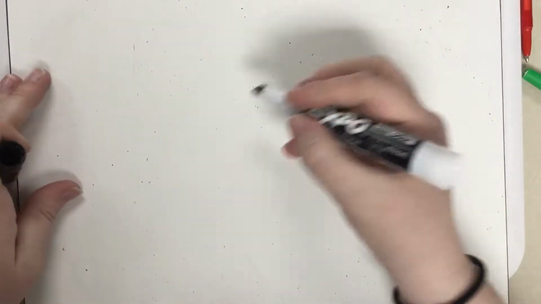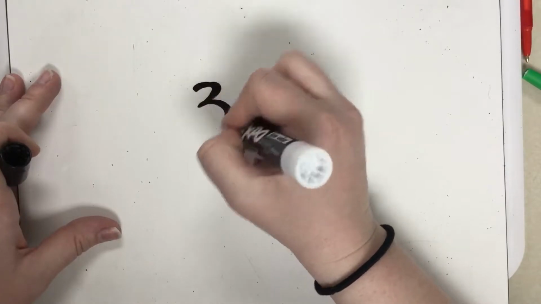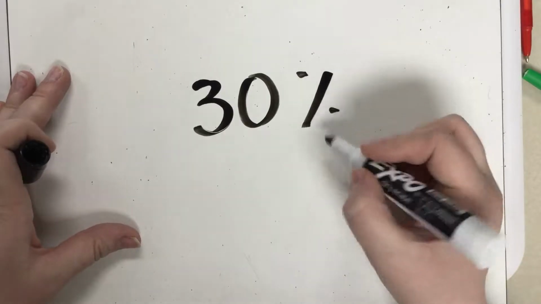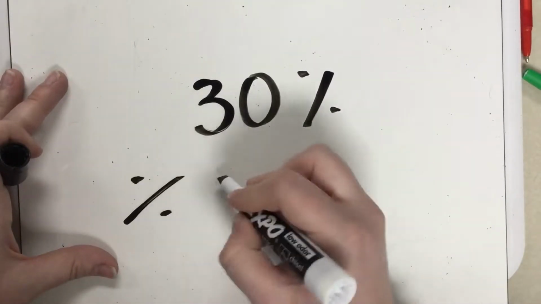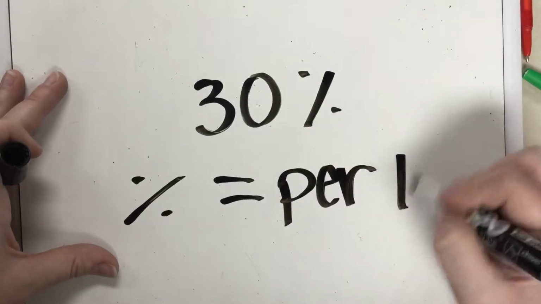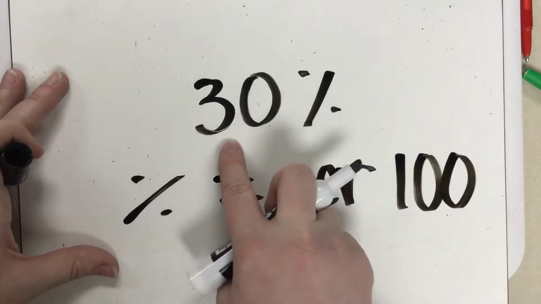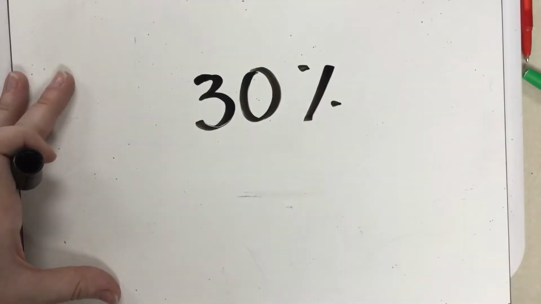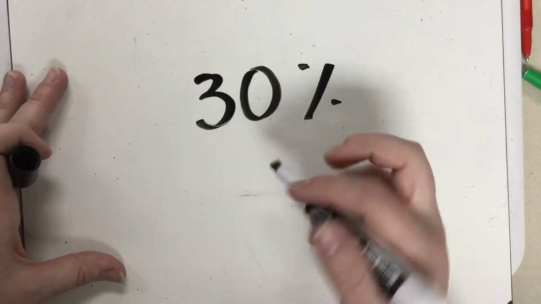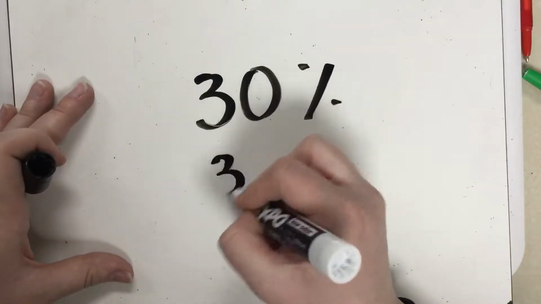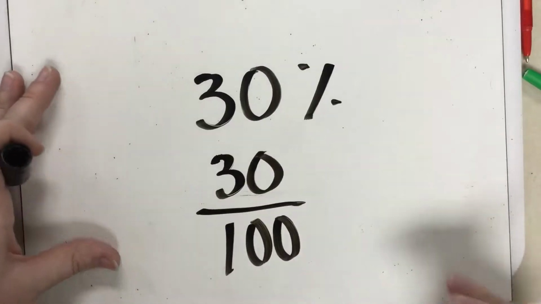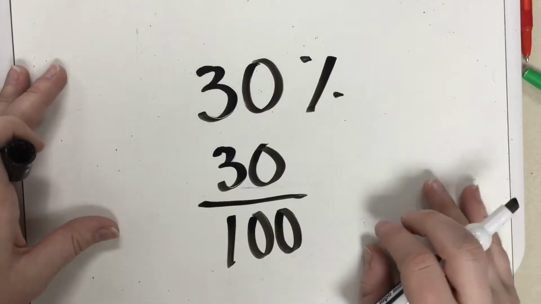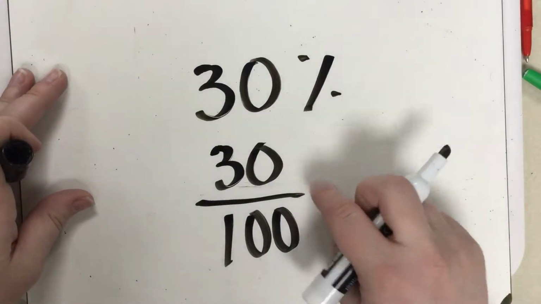All right, so let's start with percents. If I have something like 30%, percent means per 100. So 30 for every 100. That can easily be switched to a fraction, 30 out of 100, 30 per 100. Okay, and then your test might ask you to simplify this.